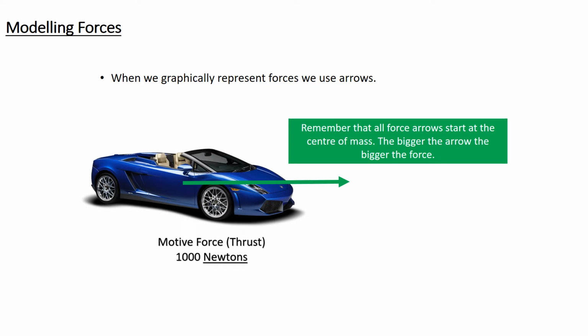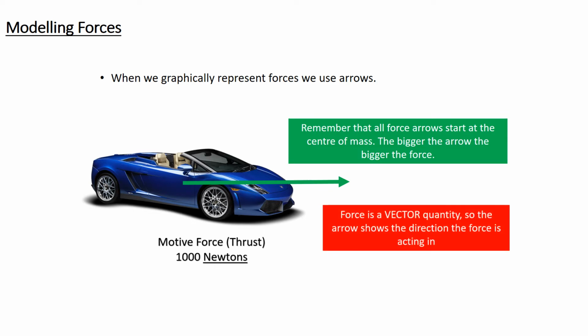So remember, all force arrows have to start at the centre of gravity. In this case, it's going to be in the middle of my car. And it's a nice spinny label there for you. Force is a vector quantity, so the arrow always shows the direction of the force and which direction it's acting in.